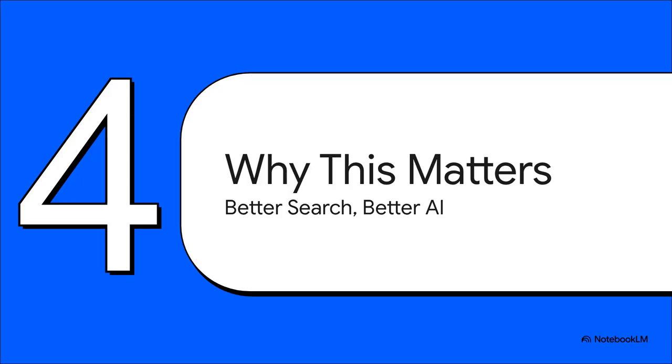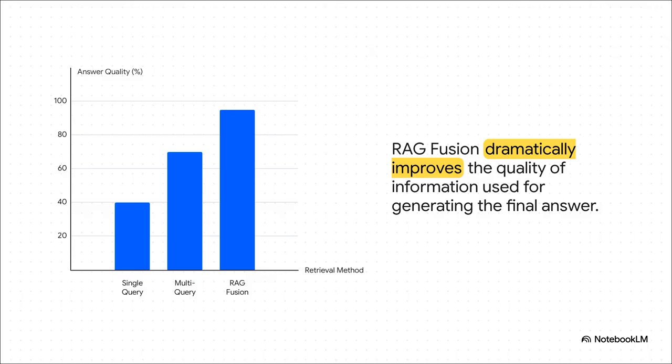Okay, so that's the tech, and it's pretty cool, but why should you actually care about any of this? Well, because this whole sophisticated search process has a direct and really dramatic impact on the quality of the answer that the AI gives you at the end. And the difference is huge. Just look at this. A simple single-question search might only get the best info about 40% of the time. A basic multi-query approach, yeah, it helps. It brings it up to about 70%. But RAG Fusion, with that intelligent ranking step, it pushes the quality of the source material all the way up to 95%. It makes sure the AI is starting with the absolute best ingredients to give you an answer.